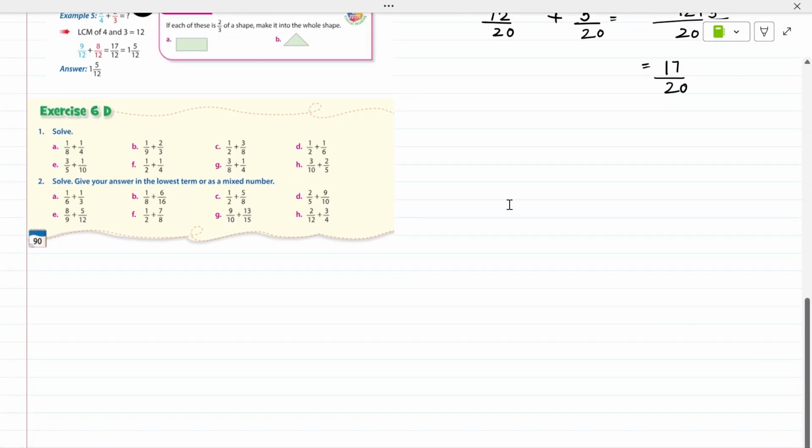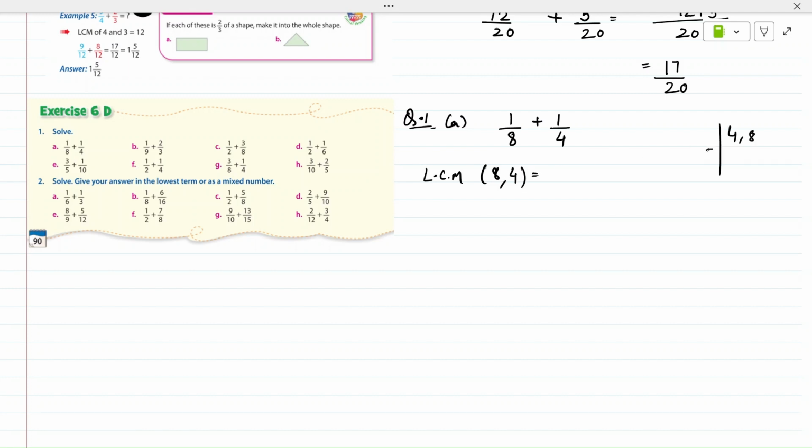Let us pick up the exercise questions, exercise 6D, and let me begin with the first question, first part. That is 1 by 8 plus 1 by 4. So kids, here we have 1 by 8, 1 by 4. The denominators are different. They are unlike fractions. So let us change them into like fractions by taking the LCM of 8 and 4. If you take the LCM of 8 and 4, it will be 8. Let's see, 2, 2 and again 2. So the LCM is the product of these, which is 8.